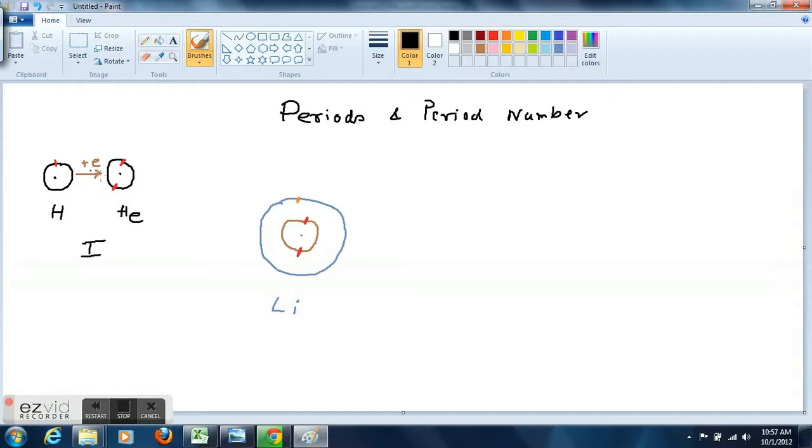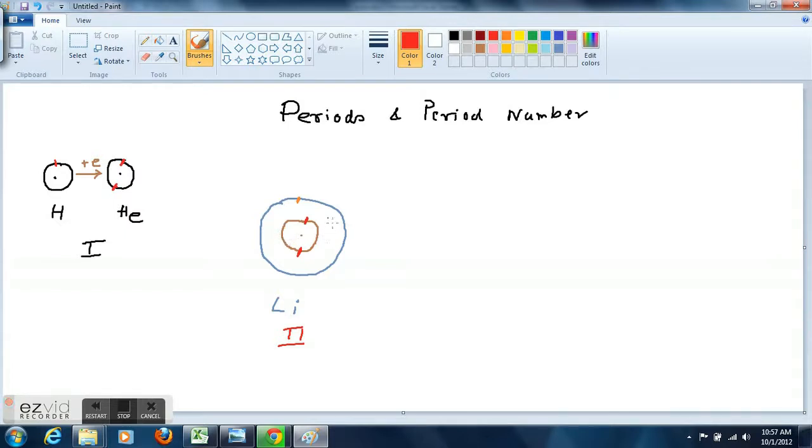Now let us focus on period 2, which has 8 elements. This period starts with the element lithium. The first element in this period is lithium, which has 2 electrons in the first shell and only 1 electron in the second shell, and all elements in period 2 have only 2 shells. So for lithium, the outermost shell has only 1 electron.